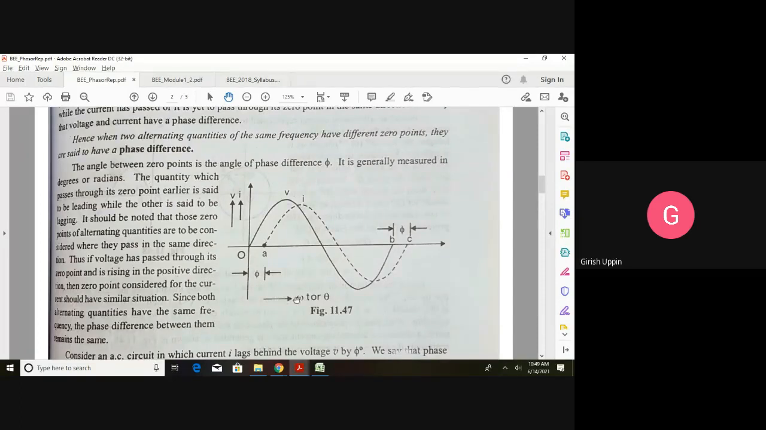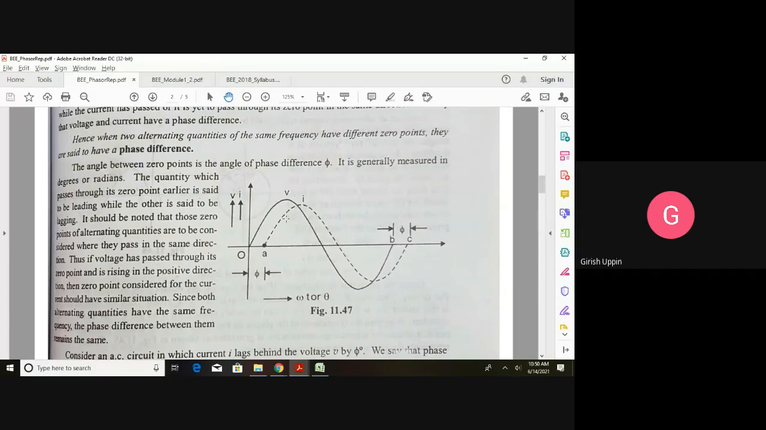Now what is the phase difference between this applied voltage and the resulting current? This is the phase difference phi. So the current has a phase of phi, and the voltage has a phase of 0. So phi minus 0 is phi. The phase difference between these two alternating entities is phi. That is called the phase difference.